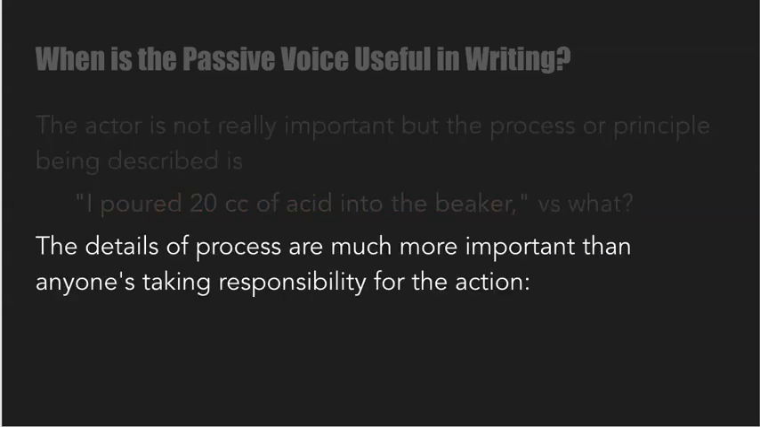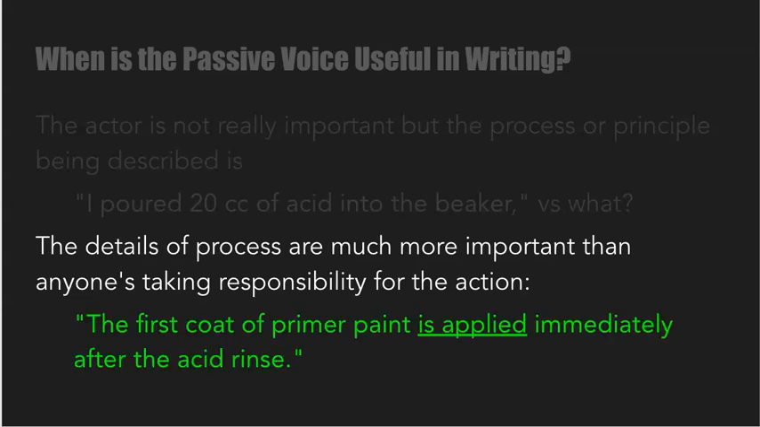And this kind of says the same thing, but you would also use the passive when the details of the process are much more important than anyone taking responsibility for the action. So in instruction writing, you'd say something like the first coat of primer paint is applied immediately after the acid rinse. That works. You wouldn't want to say, again, I applied the first coat of primer, because it doesn't matter who's applying it. It matters that that's what you're doing.